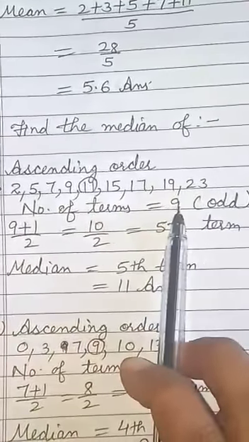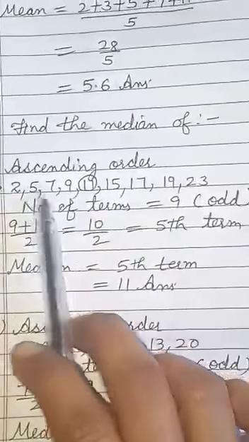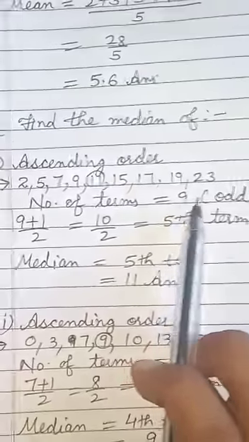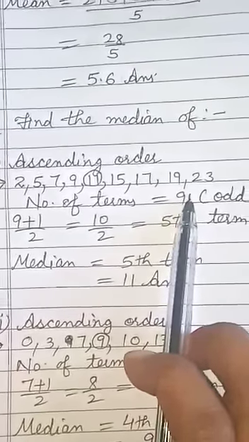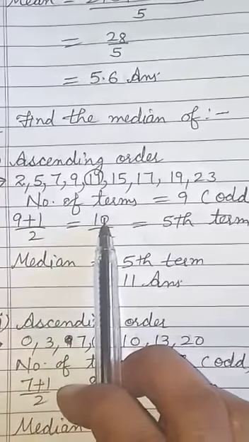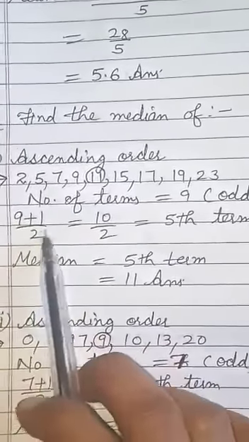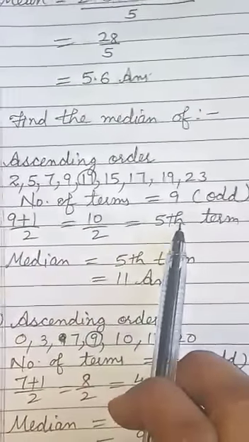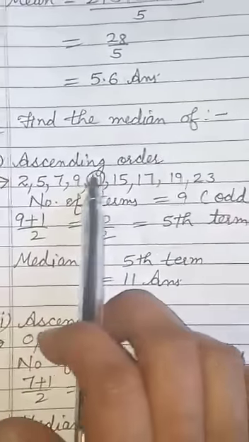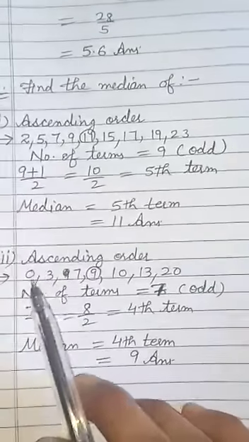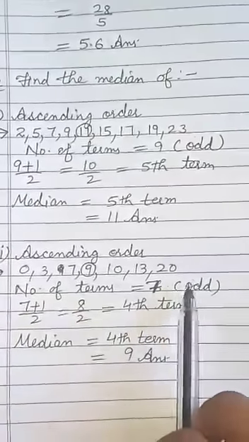So 9 is an odd number. Whenever the number of terms is odd, you add 1 to the number of terms and divide by 2, and you will get the term. 9 plus 1, 10, 10 over 2, fifth term. So here what is the median? Fifth term. So what is the answer here? 11.